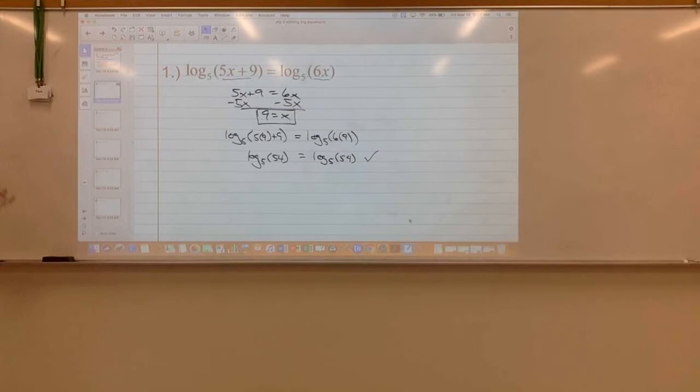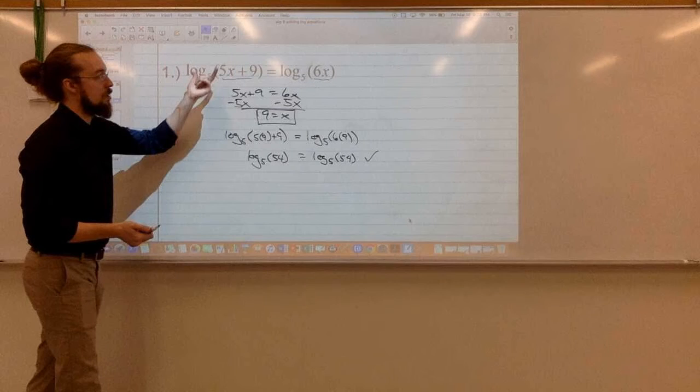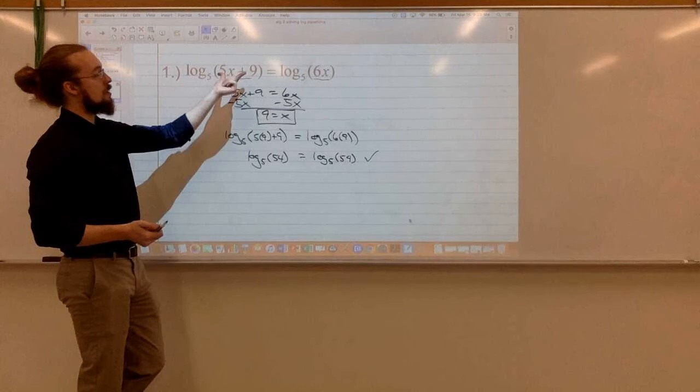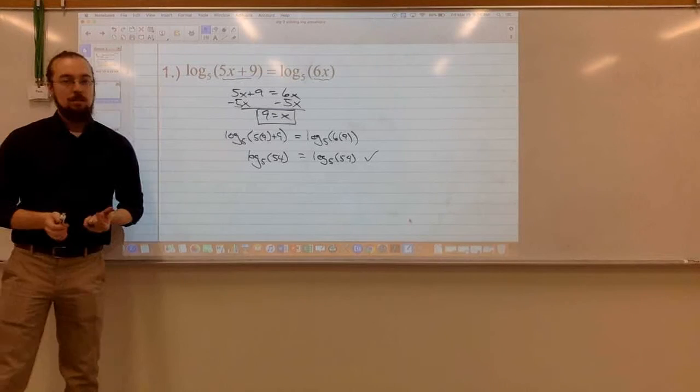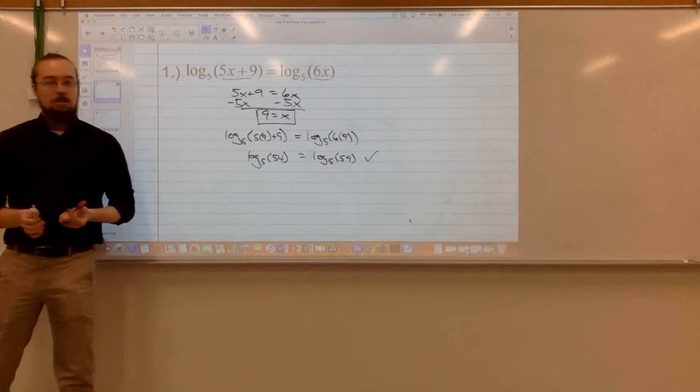Okay, so our process here: get one log equal to one log, then just set what's on the inside equal, solve, and then plug it back in to make sure we get positive values inside of every log. Questions?